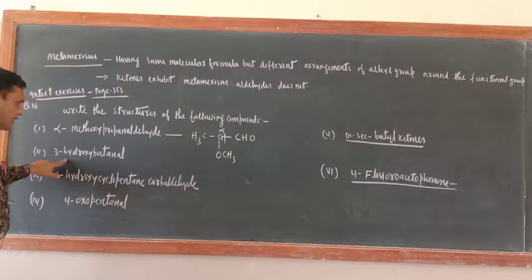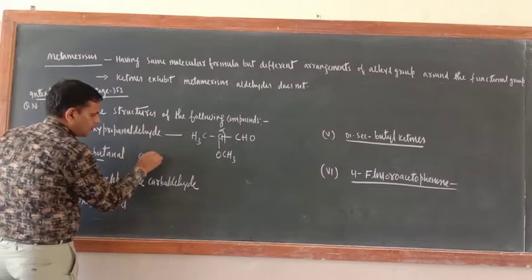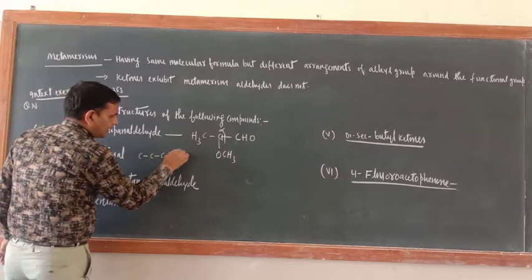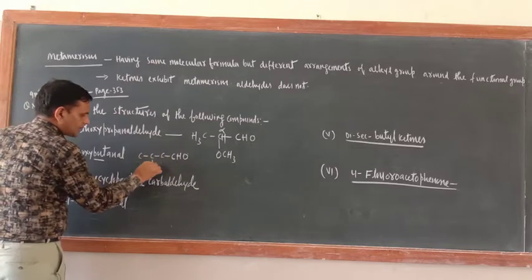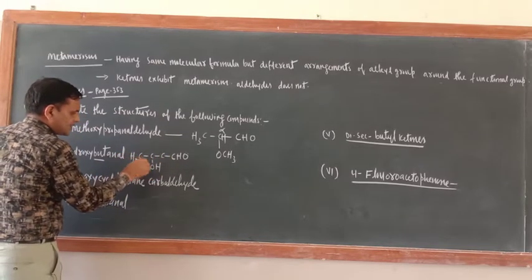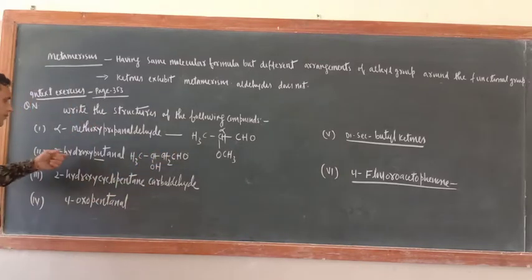What about this one? 3-hydroxybutanol. First identify the word root, butanol. So 4 carbon atoms, CHO. Now at the 3 number, 1, 2, 3, OH. Fulfill the remaining valency, CH3, CH, CH2. This is the structural formula of 3-hydroxybutanol.